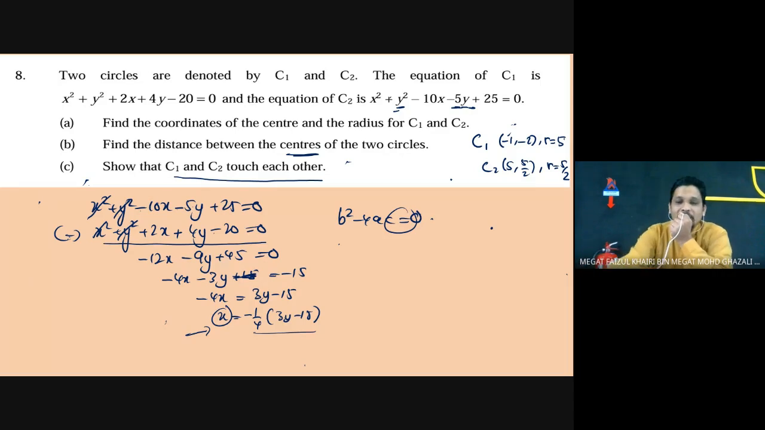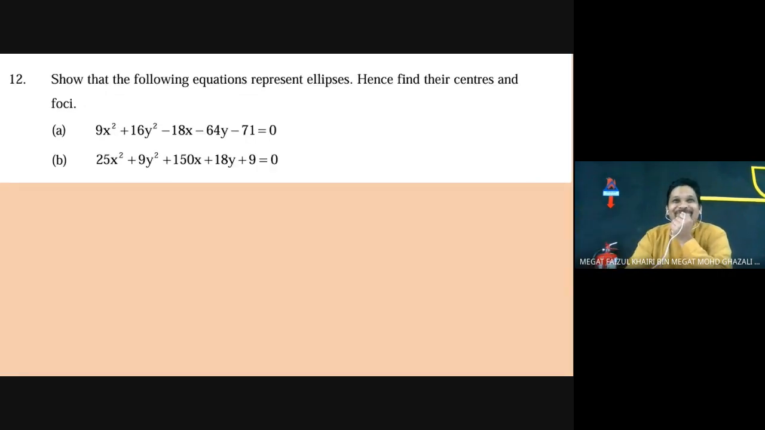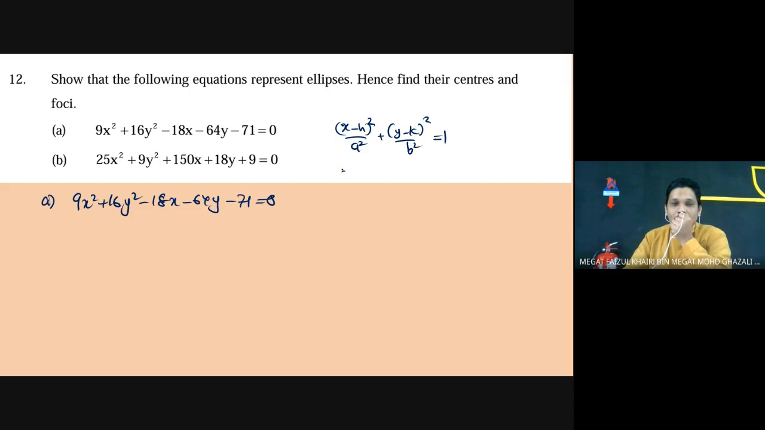Okay, question number 8. Okay, so now I'll choose question A. 9x squared plus 16y squared minus 18x minus 64y minus 71 equal to 0. Okay, so if we get (x minus h) squared divided by a squared plus (y minus k) squared divided by b squared equal to 1, or (x minus h) squared divided by b squared plus (y minus k) squared divided by a squared equal to 1. Okay, what's the difference between these two?